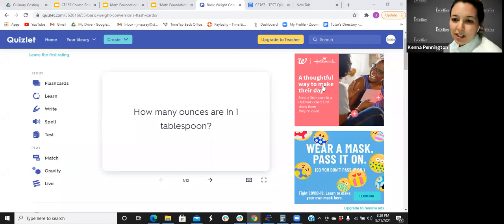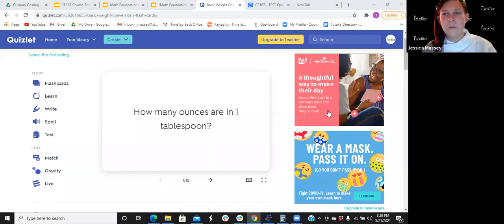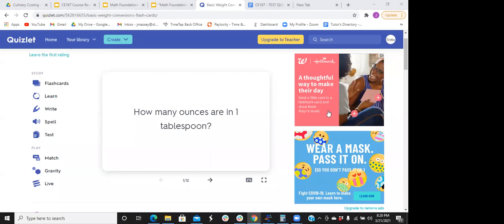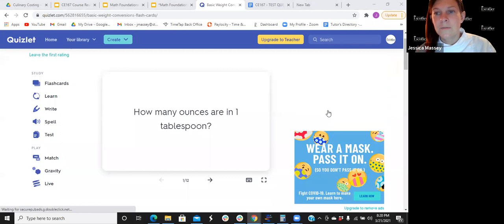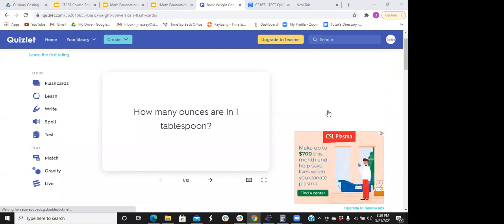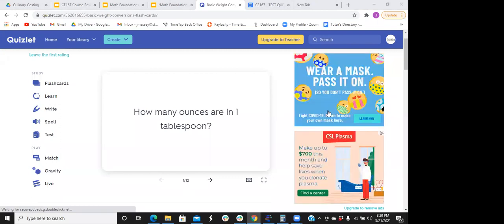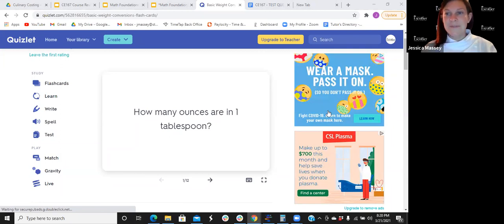We've got one answer in the chat that says 0.5. All right, Juliana, sorry if I said your name wrong. You have a question? You asked how many ounces are in 1 tablespoon? It's 4 ounces, right? Nope. It is 0.5.